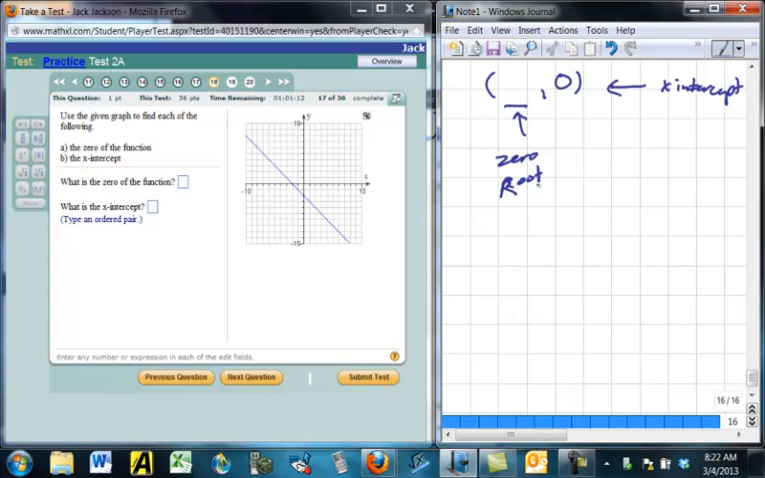So we want to find this, and just looking at the scale, it looks like these are 1 each. So it looks like it's at -2. 0 is where it crosses the x-axis. So the 0 is -2, and the x-intercept is an ordered pair, -2, 0. So be sure that you have an ordered pair for the x-intercept, but the x-coordinate of that is the root or 0 of that function.